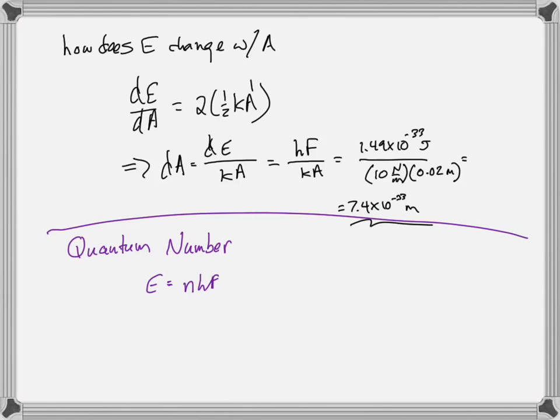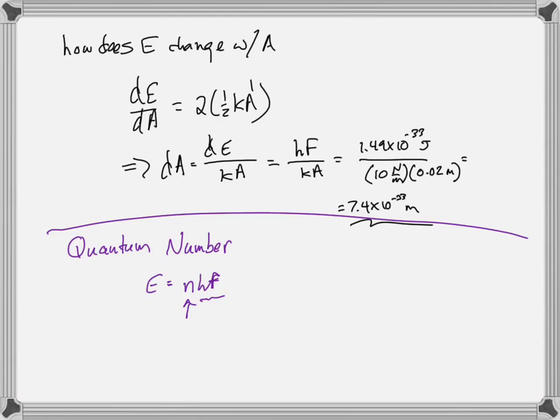So we can ask, what is the quantum number of the oscillator? All that means is, what is the multiplier of hf that gives us the energy of the oscillator? Quantum mechanics is typically noticeable when the quantum number is small, but when the quantum number is large, we're in the realm of classical mechanics where quantum looks classical. It looks continuous. We can't see the discreteness.